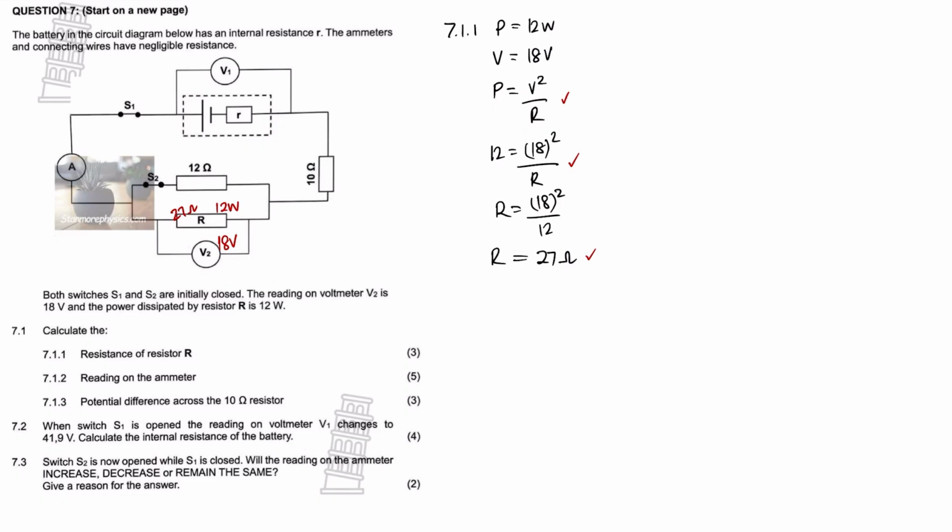Now the next question, 7.1.2, reads calculate the reading on the ammeter. The ammeter is reading the total current of the circuit, right? The current has not been split; it's only being split in these parallel branches. So if we want to work out the total current, the easy way would be to work out the current in the pink branch, work out the current in the blue branch, and then add them. So let's go ahead and do that.